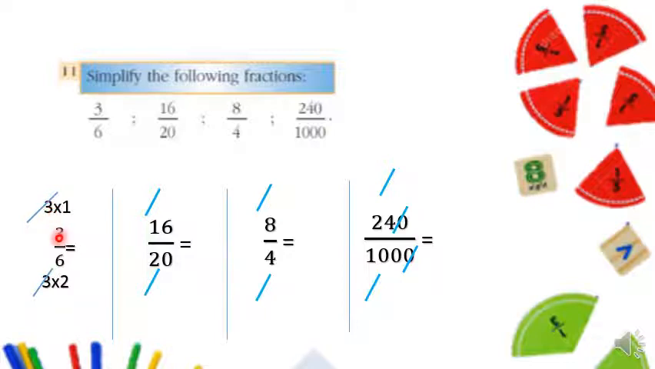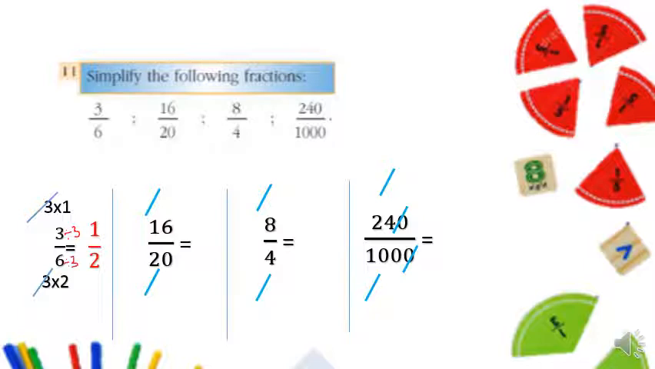So if I divide 3 by 3, the answer will be 1. If you divide 6 by 3, the answer will be 2. So it will be 1 over 2. In other words, I'm dividing the numerator and the denominator by the same number, which is 3. Okay? You can use it in two ways.